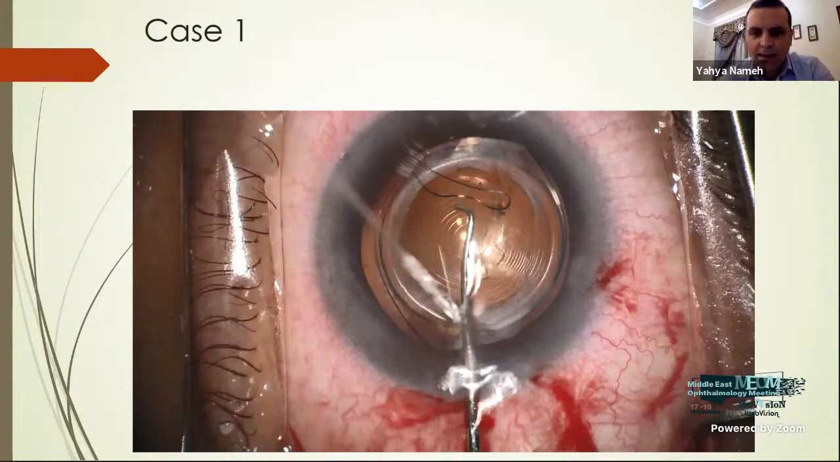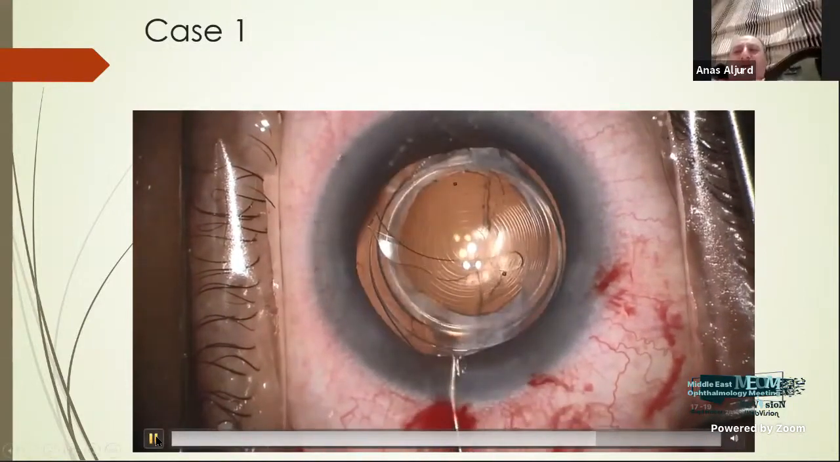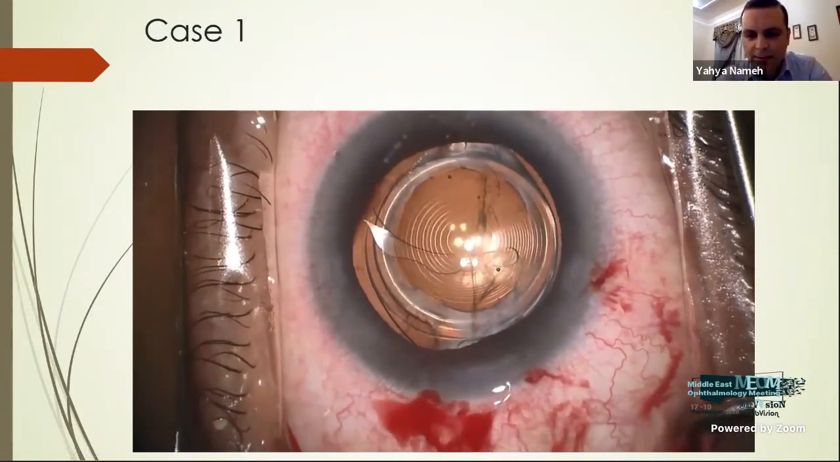So exactly, this is what I did. I cut the lens. I suggest to remove. Yes. This is what I did.